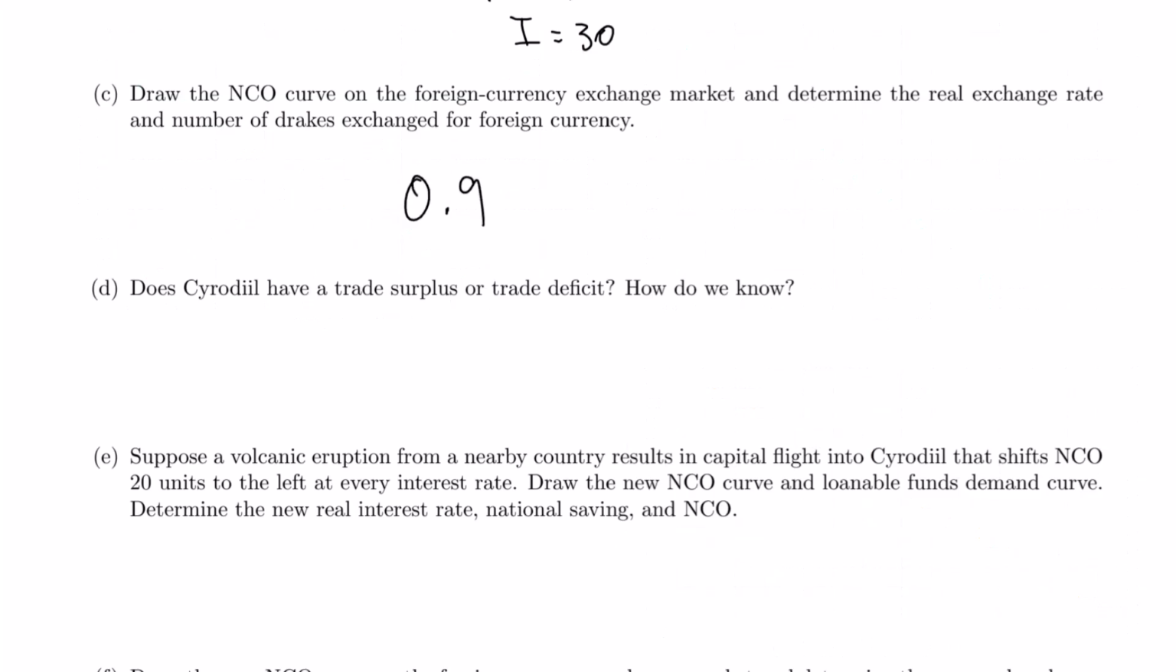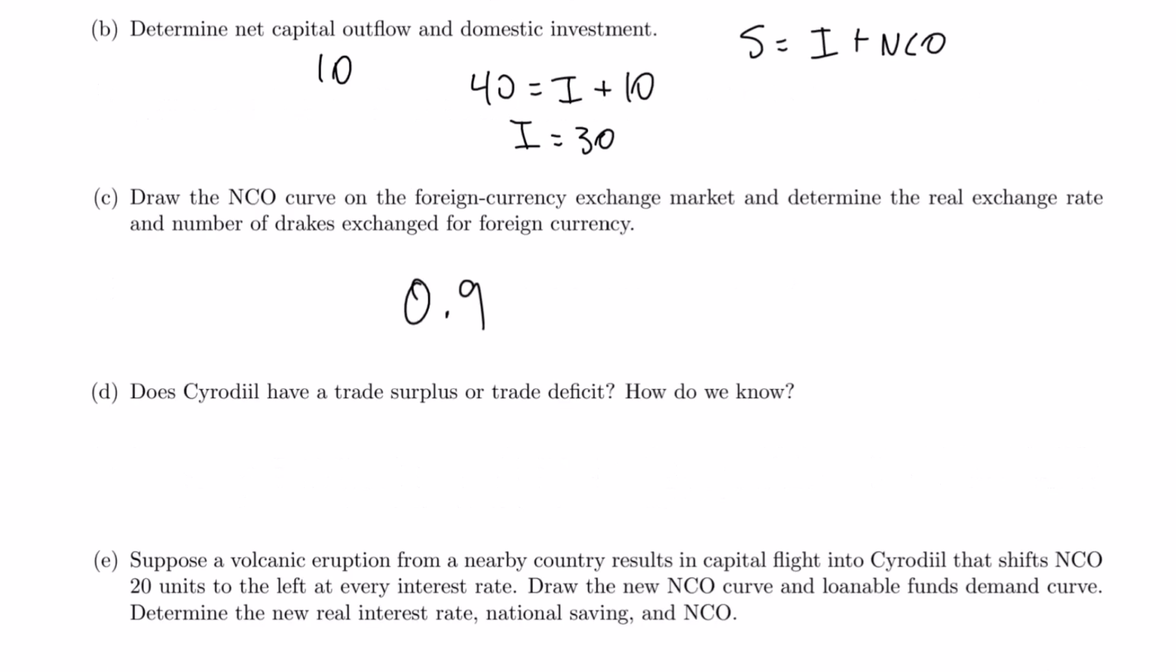Now we need to know if our country has a trade surplus or trade deficit. And how do we know? The way that we do that is by looking at net exports. Remember that by definition, net exports equals net capital outflow, which we know is 10 from an earlier question. Since that is positive, that tells us we have a trade surplus.